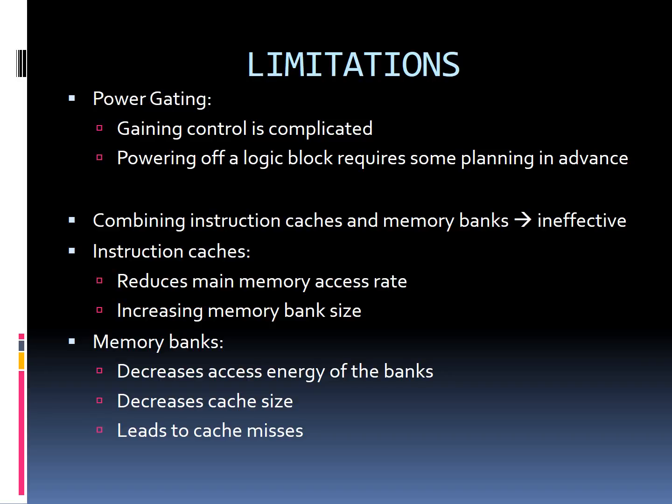On the other hand, decreasing the access energy of the banks also decreases the cache size in an attempt to acquire low cache access energy. But due to this size reduction, the memory accesses satisfied by the cache also get reduced, leading to cache misses.